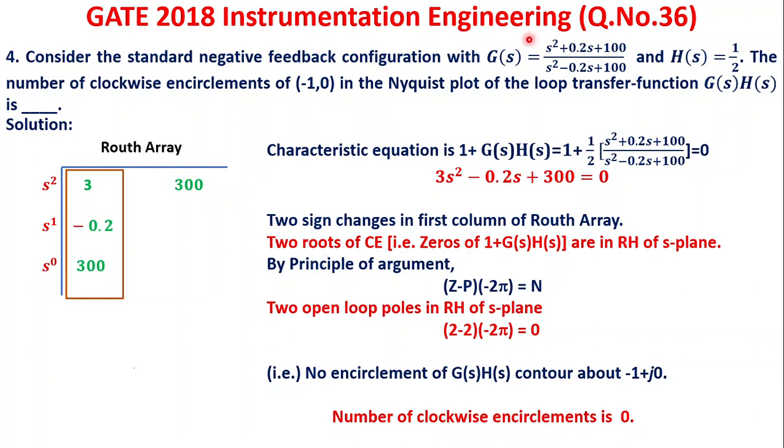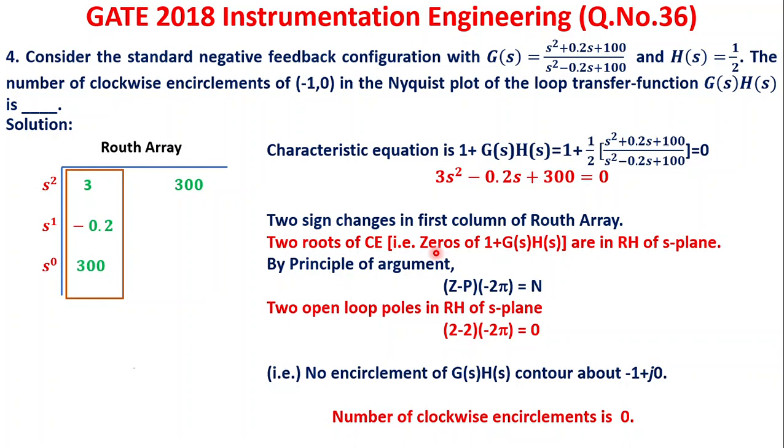Therefore, this problem can be easily solved with the characteristic equation. Because if you do the characteristic equation, 1 plus G(s)H(s) equal to 0, when you simplify, you get this equation. So from this equation, if you try to use the Routh criterion, we know how to use the Routh criterion. After formulating the Routh array and investigating the nature of the first column elements, we can find that there are two sign changes, positive to negative, negative to positive. So two sign changes means two roots of the characteristic equation. What is the characteristic equation? 1 plus G(s)H(s) equal to 0.